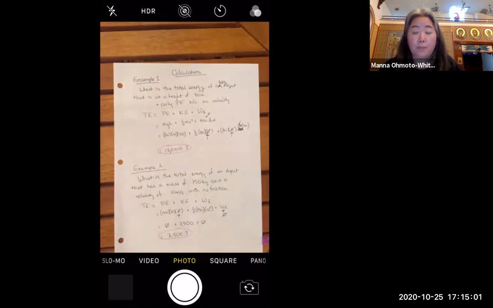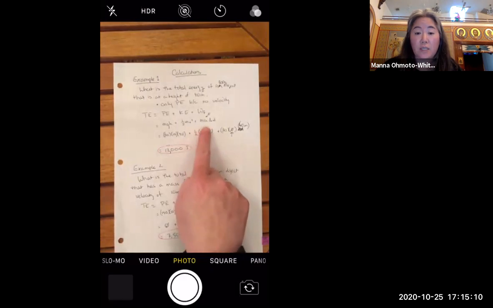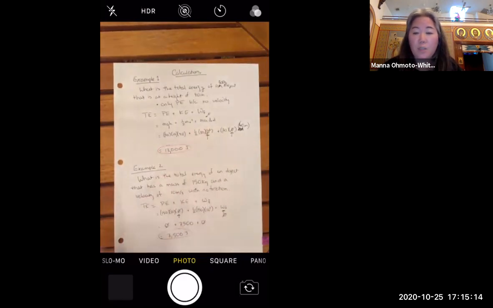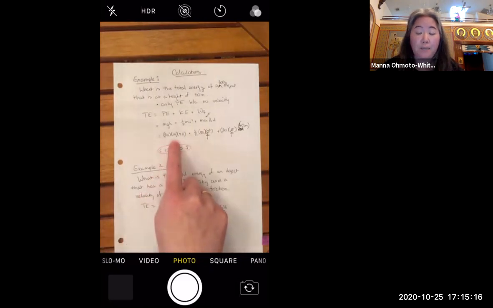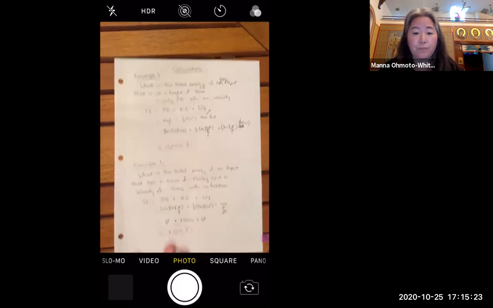of 40 meters? So this is a situation in which I only have potential energy because there is no velocity, nothing's moving. If there's no velocity, there's also no acceleration, so there's no work loss due to friction. So my total energy is equal to my PE, which is mgh, and so that will be 30 times 10 times 40, or 12,000 joules.